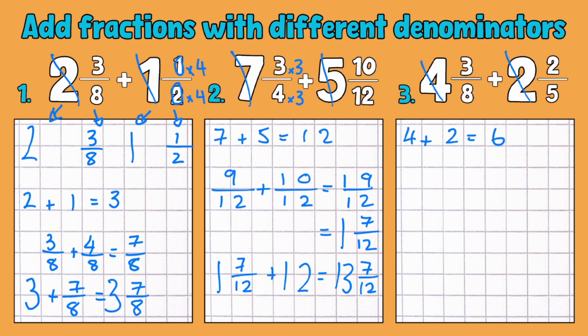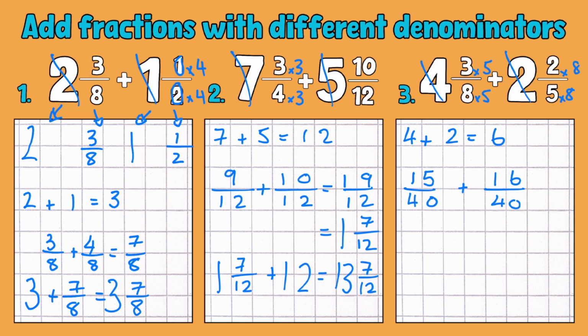However, 8 and 5 aren't multiples of each other. So what I can do, I can multiply them by themselves. So I'm going to multiply 8 by 5, and I'm going to multiply 5 by 8, but also remembering whatever I do to the denominator, I also need to do to the numerator. So let's rewrite this fraction addition problem then. So I have 40ths on both sides. And I've multiplied 3 by 5 on this side. So I've got 15. And I need to multiply 2 by 8. So I've got 16.